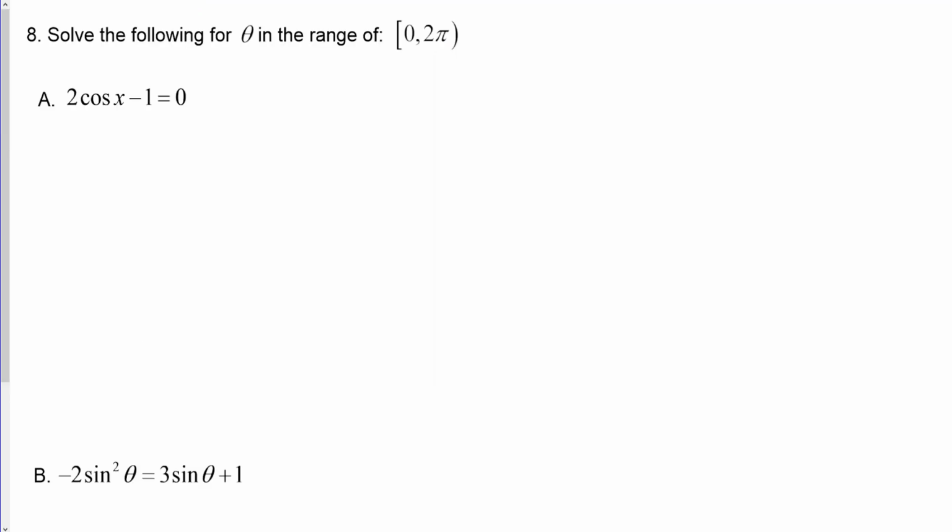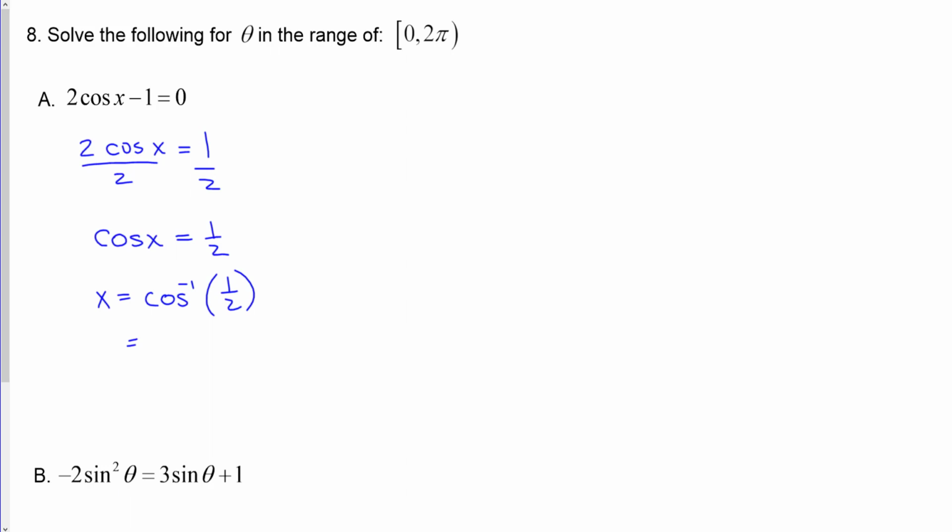Number 8. Solve the following for theta in the range of 0 to 2 pi. So 2 cosine x minus 1 equals 0. So this is a linear equation. And to solve a linear, I just need to get the variable x by itself. So 2 cosine x equals 1 to start with. Then I'm going to divide both sides by 2. So cosine x equals 1/2. Or x equals the arc cosine of 1/2.